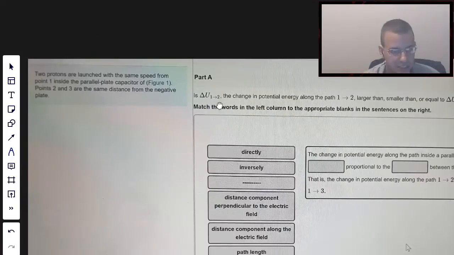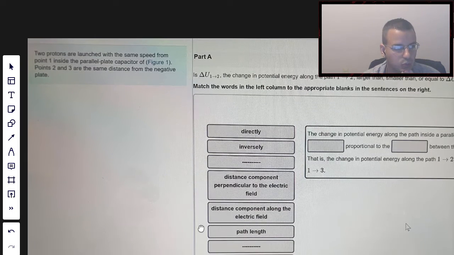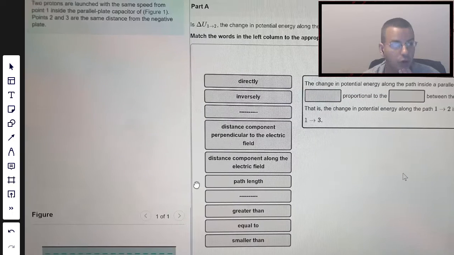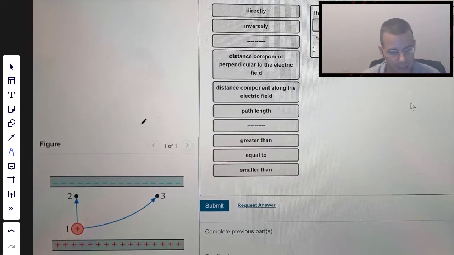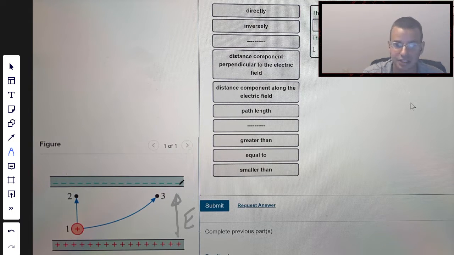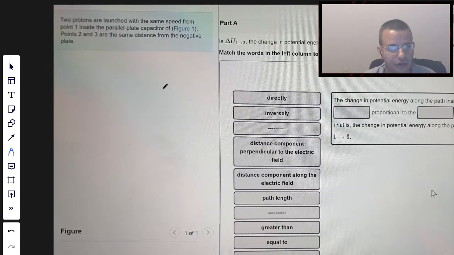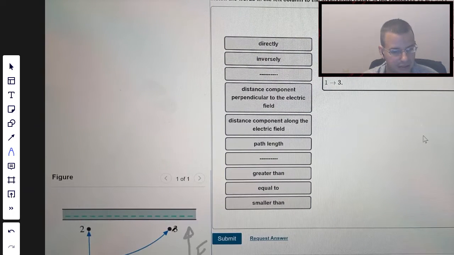All right, next one. Two protons are launched with the same speed from point 1 inside the parallel plate capacitor. Okay, I'm going to draw electric field lines real quick. Electric field lines come out of the positive and go into the negative, a source and a sink of electric fields. Points 2 and 3 are the same distance from the negative plate.